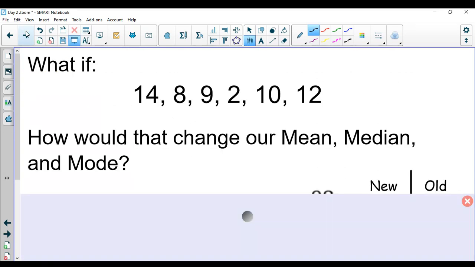Okay, so now we'll go a little deeper. Those were just the basics. So my question is, what if we took the biggest number in this data set and we took it out and we put in, say, the number 57? How would that change our mean, median, and mode?